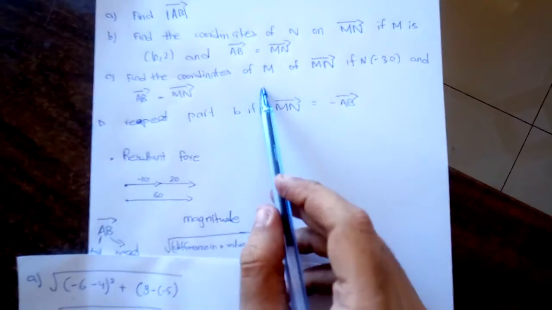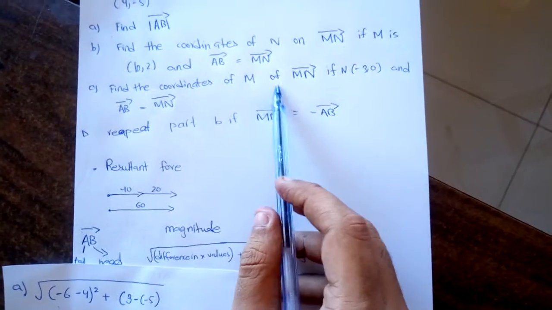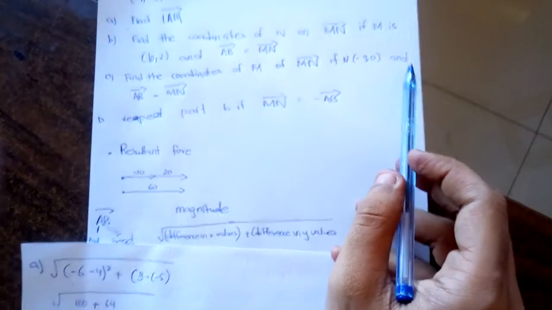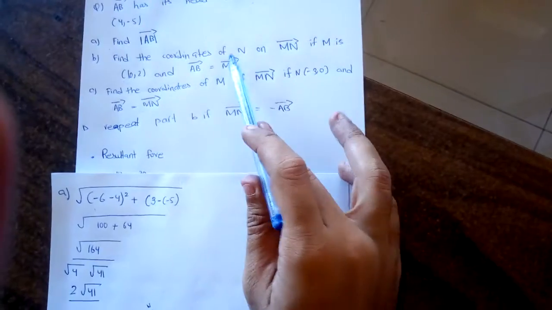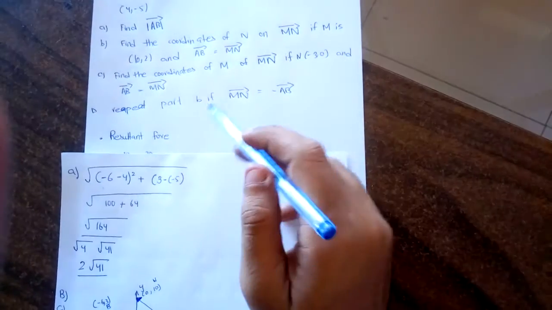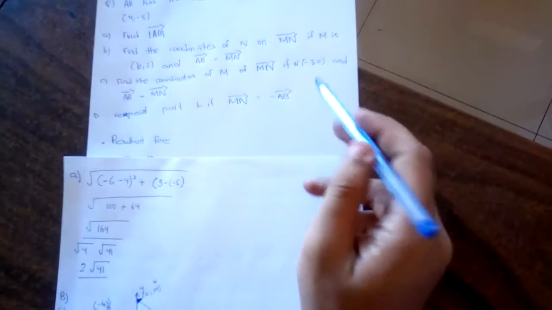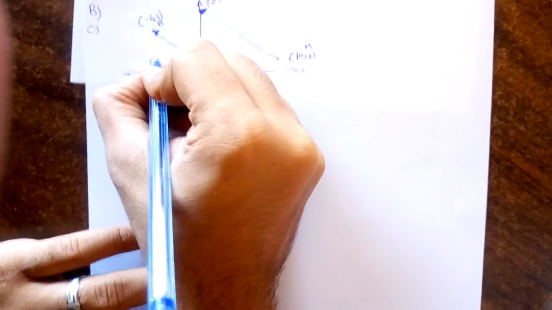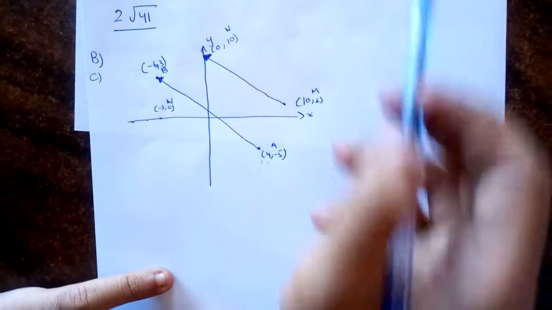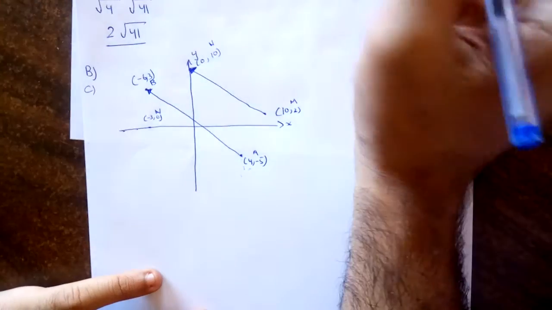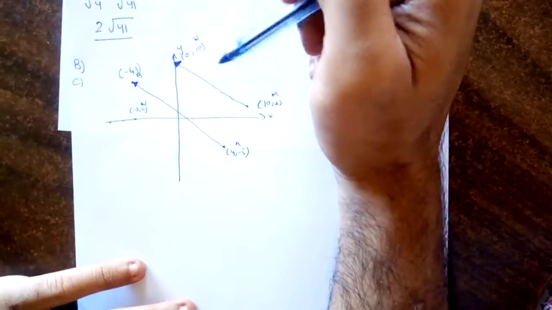Now in part C, find the coordinates of M of MN if N is -3 and 0 and AB is equal to MN. This is the same question, but the coordinates are different. Now we have N and we have to find M. So let's first sketch the coordinates of N, which will be somewhere over here. And as it is equal to MN or AB, we'll be doing the same thing which we did over here to see the difference.